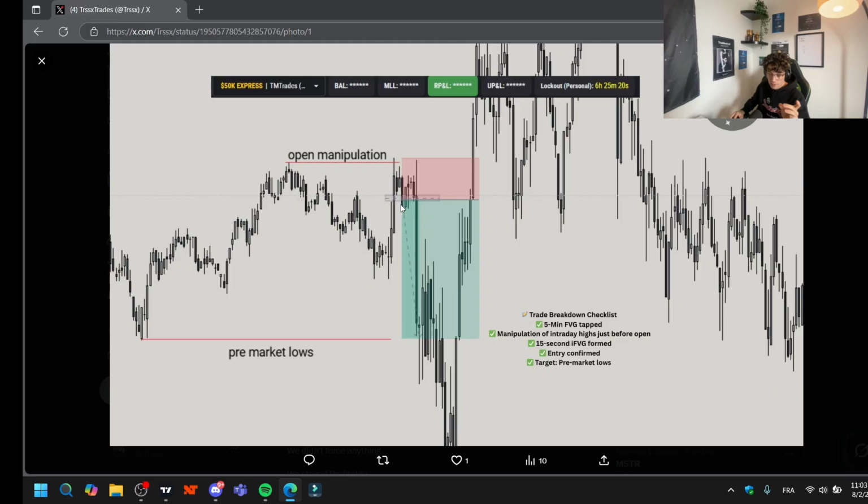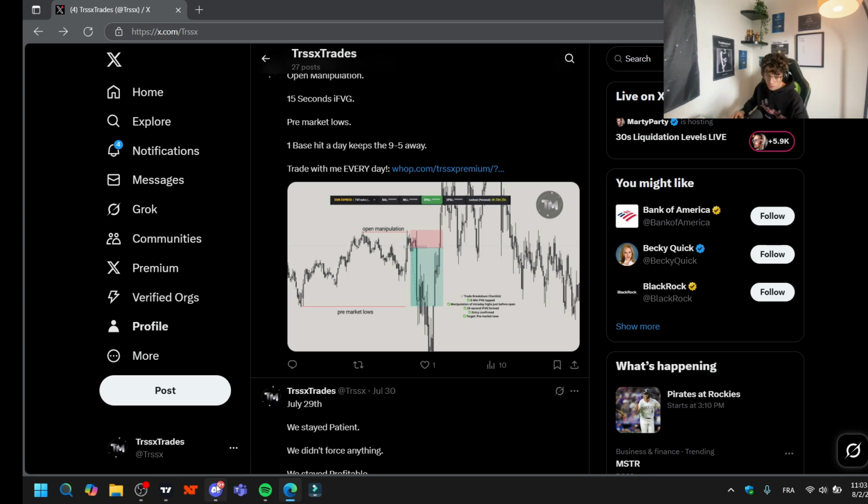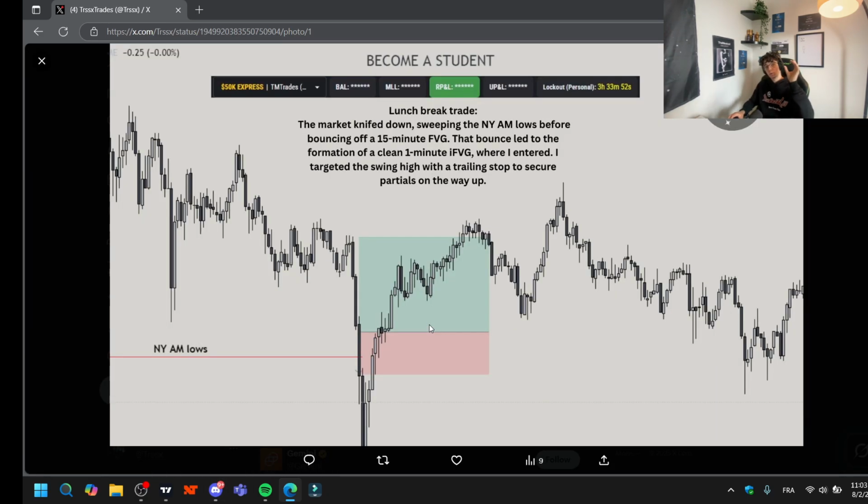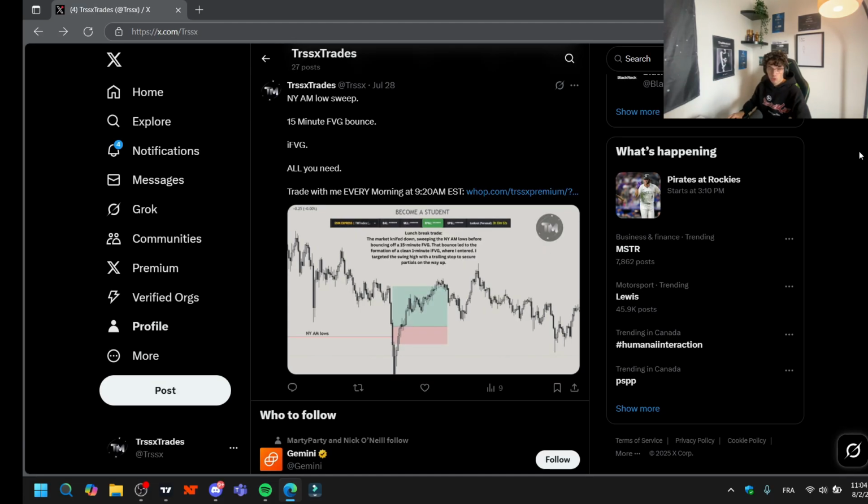So 15 seconds IFVG, I entered right there, almost got stopped out, and then aimed for some pre-market lows. Super good trade. Now, let me walk you over another setup that I took. It's this one. We swept session low. We bounced from a 15 minutes fair value gap, made a perfect V-shaped IFVG right here. Was perfect when that candle closed, and then bam, we went to equal highs right there. Super good trade. I'm happy with it, right? Now let me walk you over some more examples to make sure you understand it correctly.